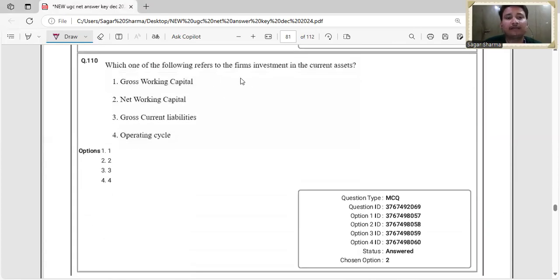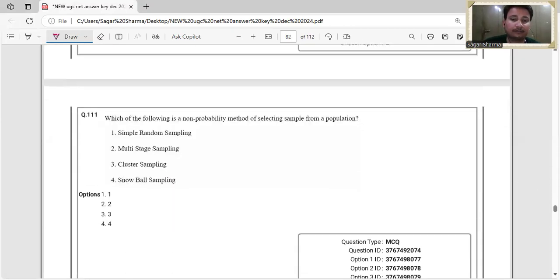Which one of the following refers to the firm's investment in current assets? The question is very precise. It is asking which of the following refers to the firm's investment in current assets. So it is only known as gross working capital. Gross working capital is equal to total current assets, not net working capital, because net working capital is the difference of current assets minus current liabilities. That's why only option number 1 will be your correct answer.